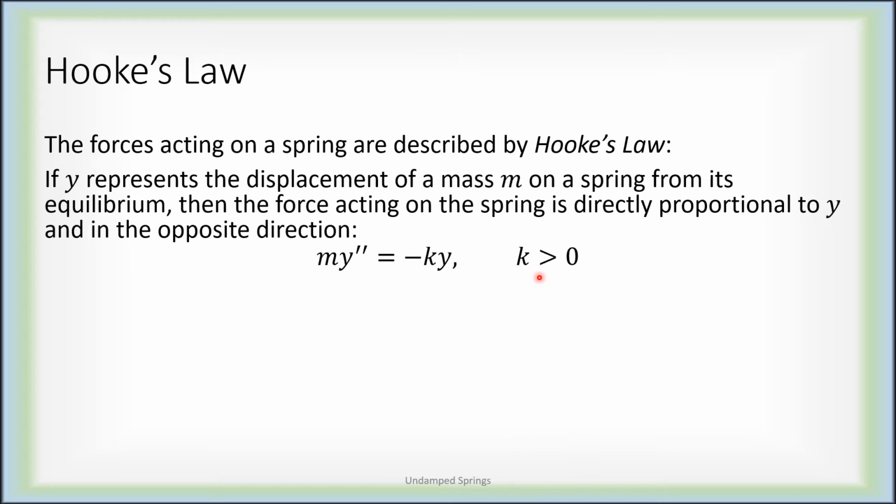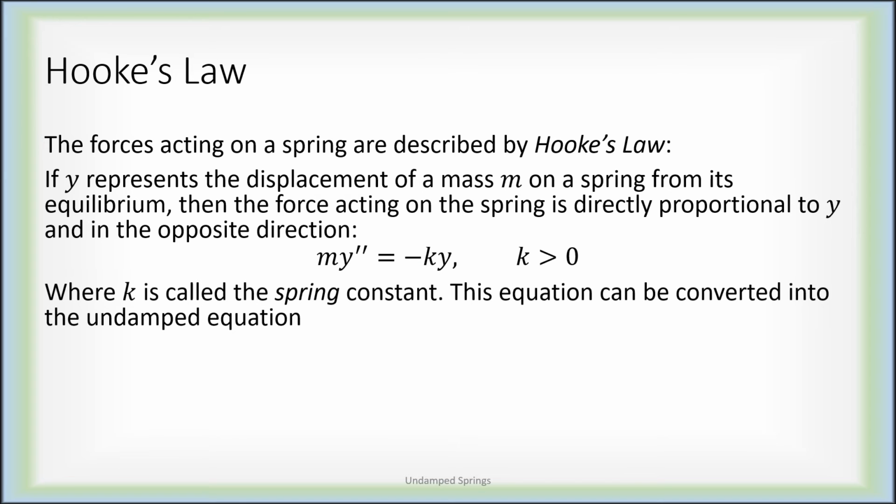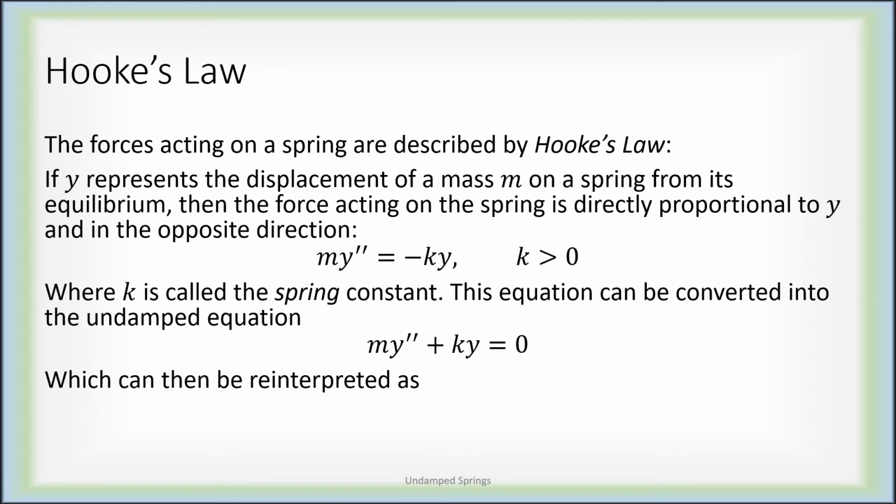By specifying that k is positive, I can clarify that it's in the opposite direction by saying negative k here. k is called the spring constant. It essentially dictates how springy the spring is. Now this equation can be converted into the undamped equation: m y double prime plus ky equals 0. Notice there is no intermediate term that involves y prime, so this is undamped. This can then be reinterpreted as m v dv dy plus ky equals 0.